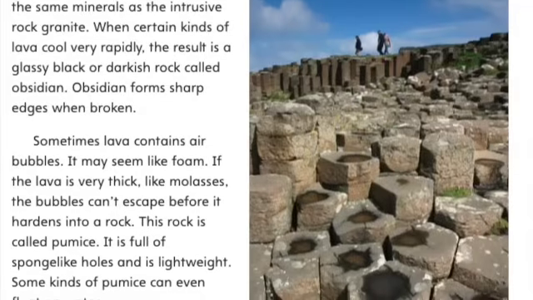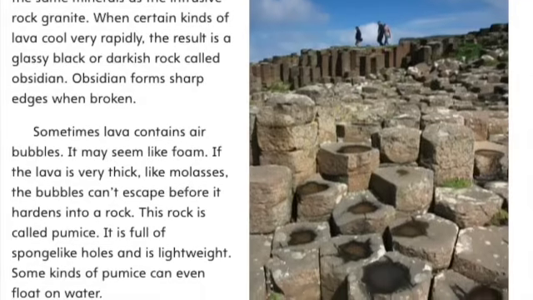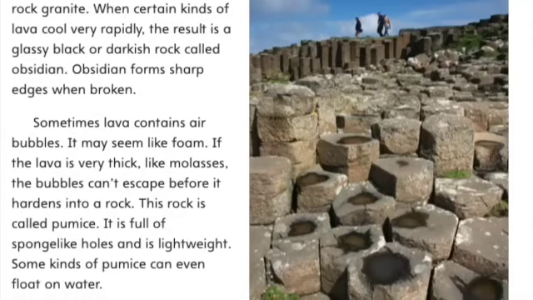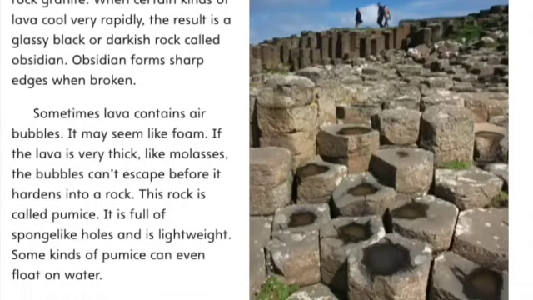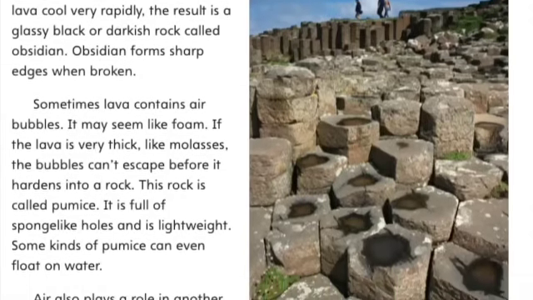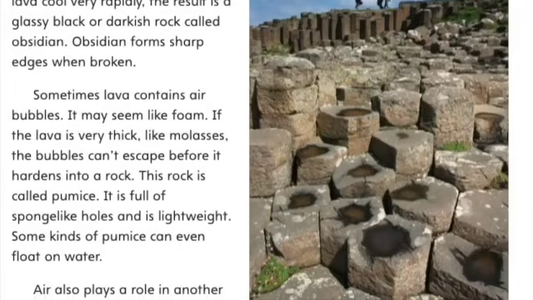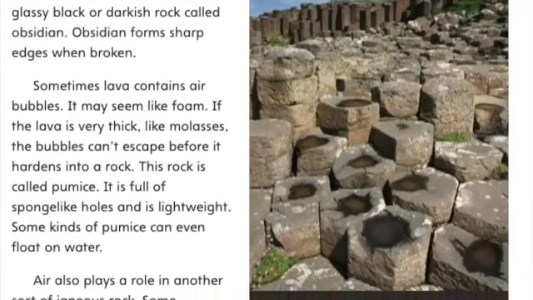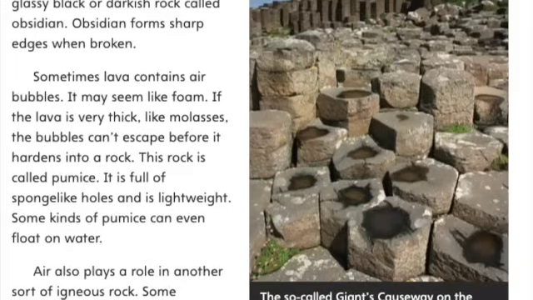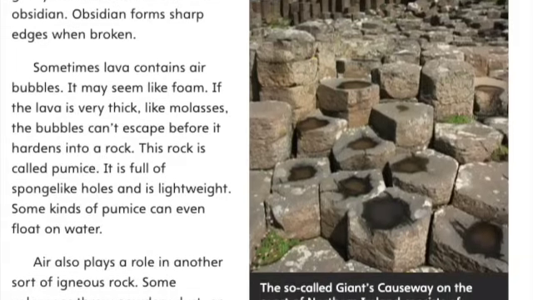Sometimes lava contains air bubbles. It may seem like foam. If the lava is very thick, like molasses, the bubbles can escape before it hardens into a rock. This rock is called pumice. It is full of sponge-like holes and is lightweight. Some kinds of pumice can even float on water.